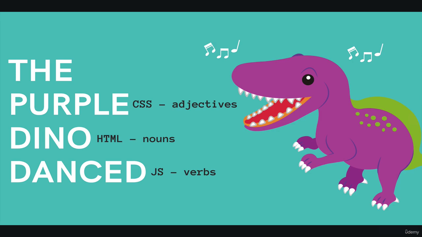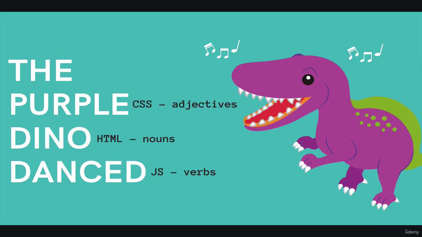Here I have a sentence. A purple dinosaur danced. It was too long to fit dinosaur. So the purple dino danced. We have three pieces if we ignore the article. We've got dinosaur. The thing is a dinosaur. It's the nouns here. And that's what I like to imagine as the HTML. HTML on a web page describes the things on the page.